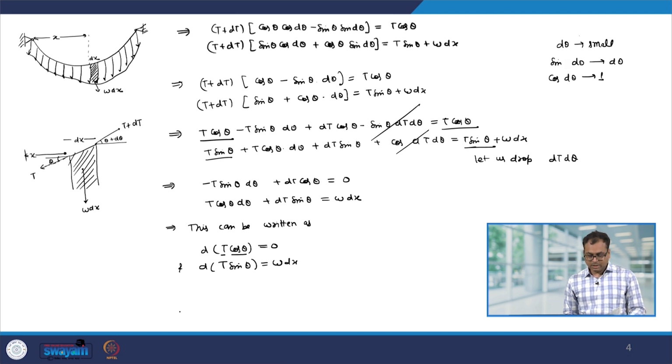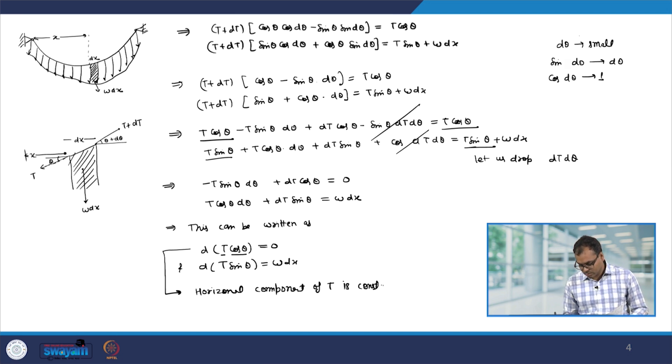Now, what is t cos theta? Let us look at this equation. T cos theta is the horizontal component of t, and if its differentiation is 0, that means it is constant. So, the above equation tells me that the horizontal component of t is constant. Let me repeat again, t cos theta is the horizontal component, and if its differentiation is 0, that means it is constant. So, therefore, t cos theta is constant, let us call it t naught.